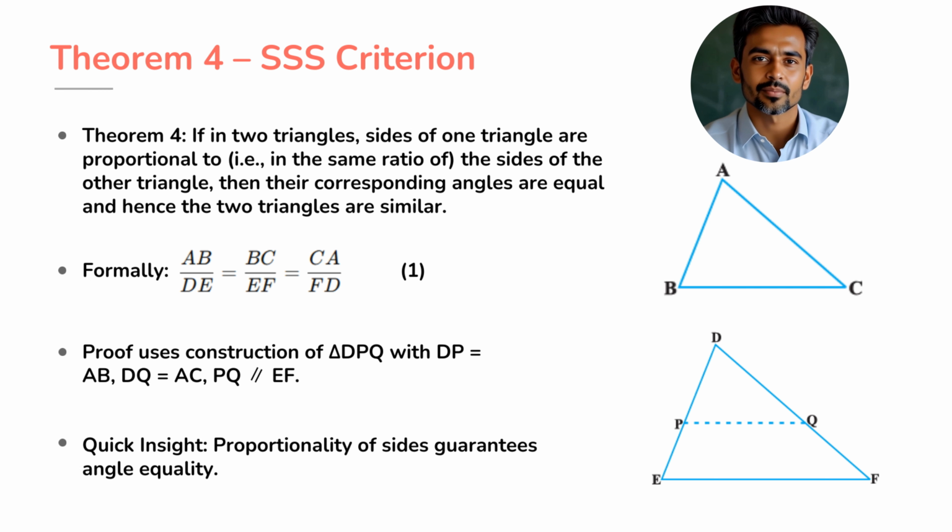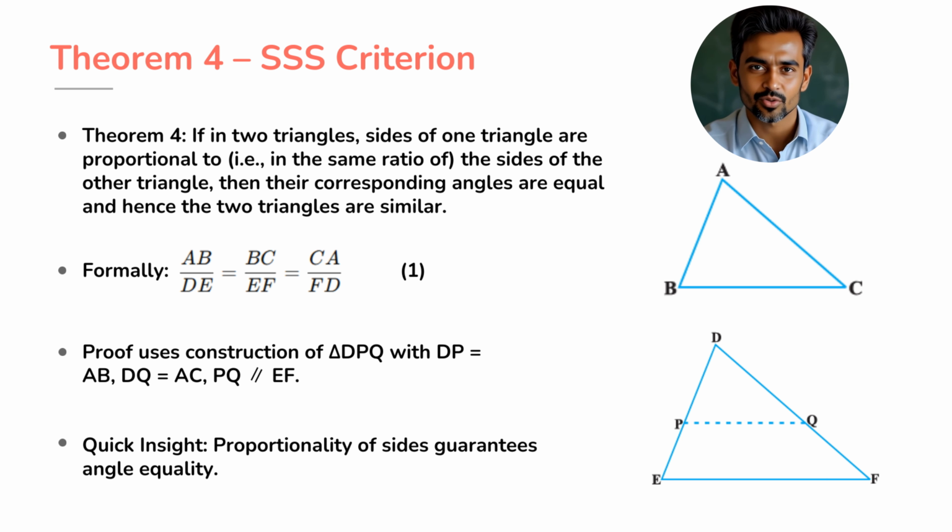Welcome back. In this scene, we are going to explore Theorem 4, also known as the SSS criterion. Have you ever thought about how you could prove that two triangles are the same shape even if they're different in size? Well, the SSS criterion gives us the answer. It says, if the corresponding sides of two triangles are in proportion, then their angles must be equal.